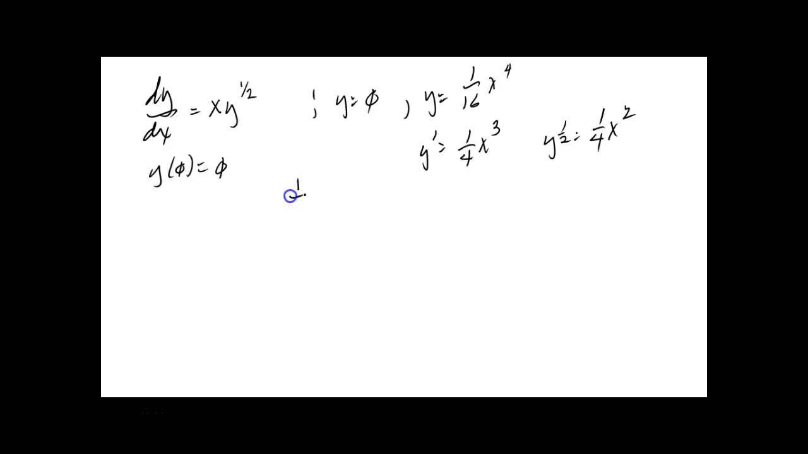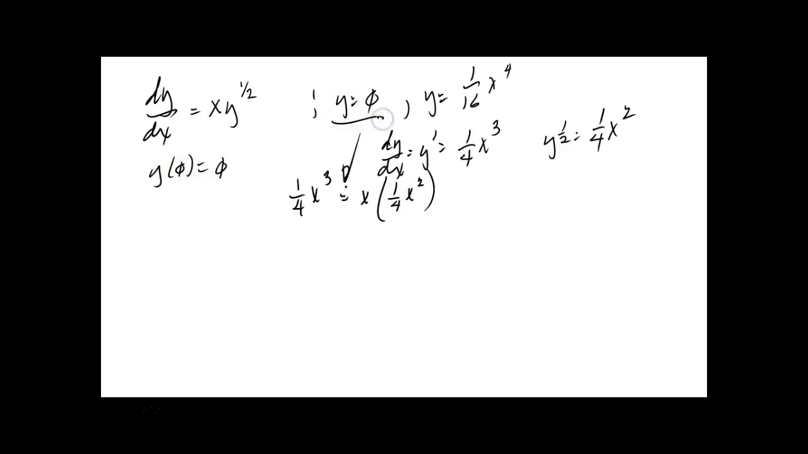Is indeed 1/4 x cubed. That's what y prime is. dy, let's write it this way, dy/dx, okay? Maybe I should have written it that way. Is that equal to x times the square root of y, which is 1/4 x squared? Yeah, sure it is. 1/4 x times x squared is x cubed. Yes, those are equal, okay? So it solves that. Does it also satisfy the initial condition?